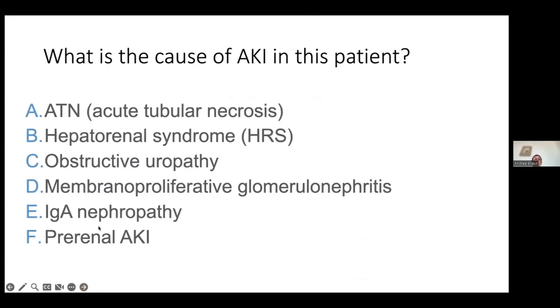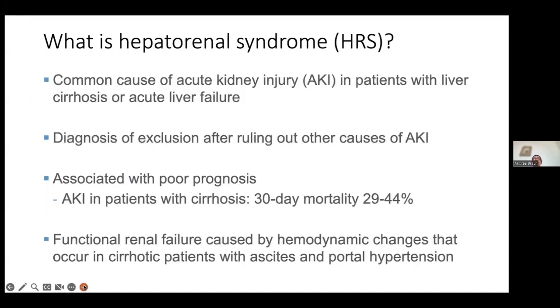All right, so it is HRS, right? ATN, you would see a high FeNA, you would see muddy brown casts. Obstructive uropathy, you would have diagnosed on the renal ultrasound. MPGN, IgA, you would see blood in the urine. And with MPGN, you would see RBC casts. So HRS is a common cause of AKI in patients with liver cirrhosis. You can also see it in acute liver failure. And it's a diagnosis of exclusion after ruling out all other causes of AKI. It is associated with a poor prognosis.